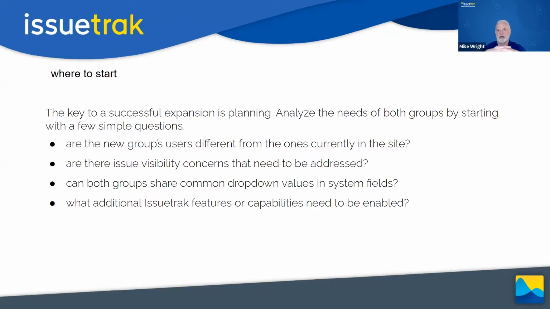Can both groups share common drop-down values in the field system? There are certain fields that maybe have to be shared. Can they share them easily? And what additional IssueTrak features or capabilities need to be enabled? Maybe if you expand into a different group, they may have different needs and we may have additional features that you may not be using. So we need to take a look and really examine what those particular needs are and what additional capabilities IssueTrak can provide to you in order to make the implementation work for you.